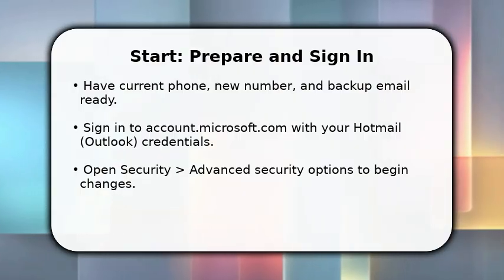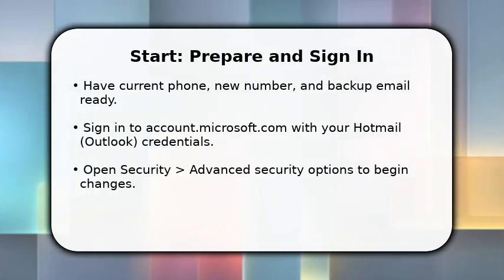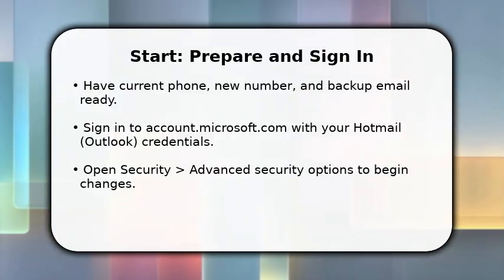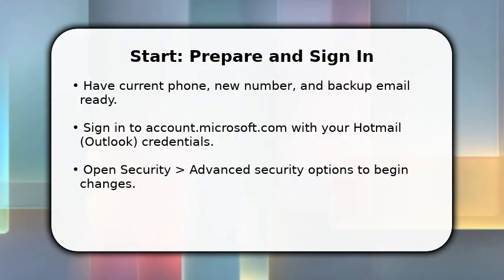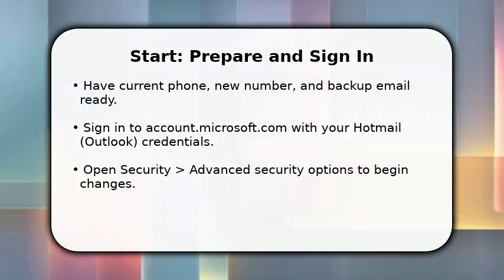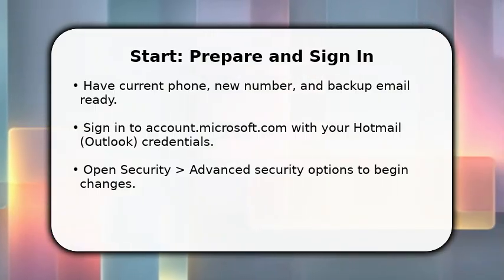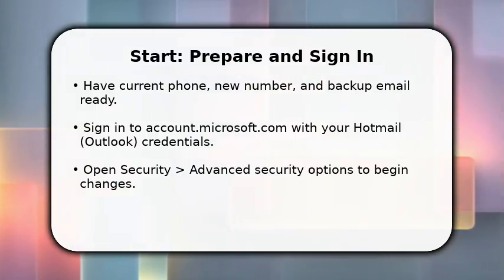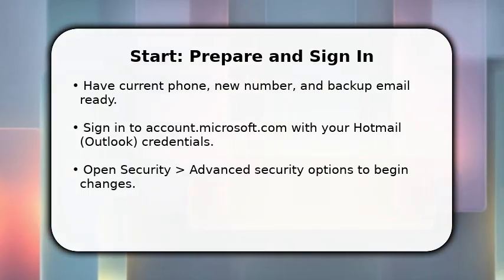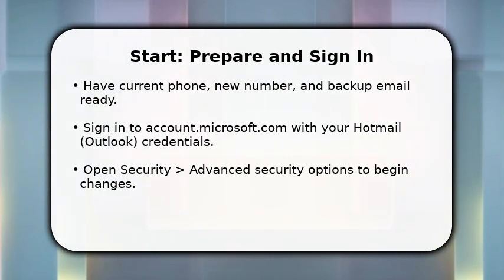You start by signing into your Hotmail account at Account.Microsoft.com. This gives direct access to security settings. Make sure you have your current phone nearby, the new number ready, and a backup email for recovery codes. Once signed in, navigate to the Security section and open Advanced Security Options so you can manage contact info. This is necessary because Microsoft requires verification to change security contacts. Starting here moves you immediately into the workflow without extra setup.